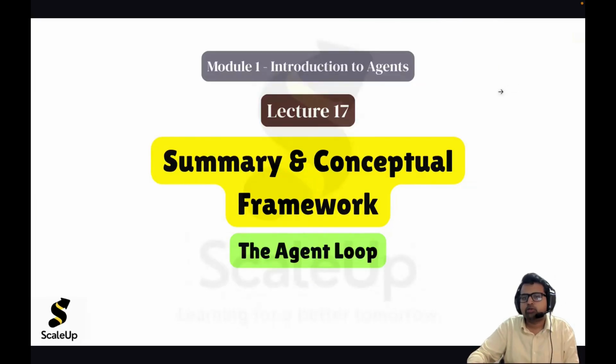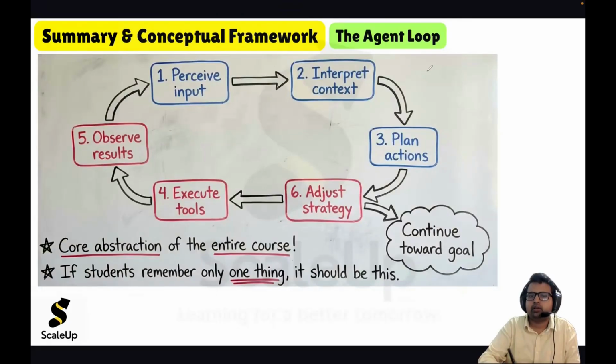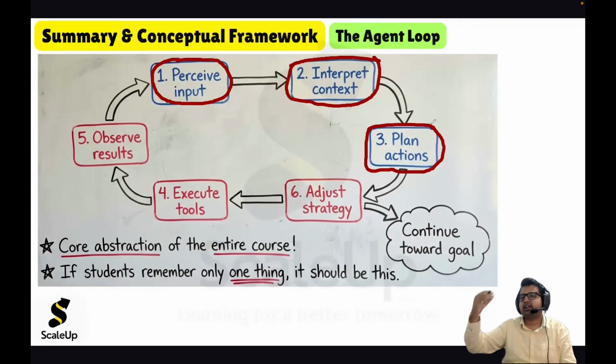The agent loop. This is a very important key takeaway from this module, because when we think about agents, we have to think about the loop. Every agent will have a goal. To achieve the goal, it will perceive the input signals. It will interpret the context, and then it will make a plan. It will make an action plan wherein it will decide the set of actions. The order also it will decide, and then it will execute that plan.